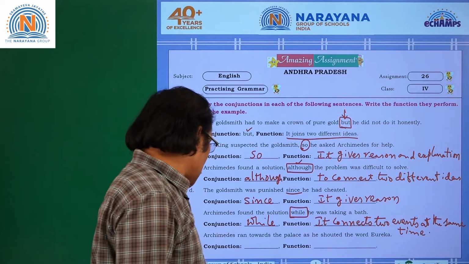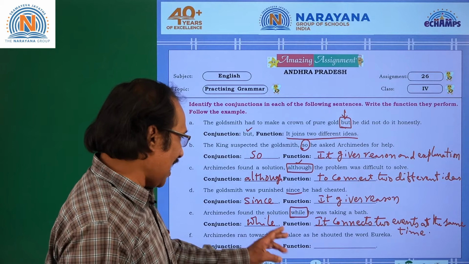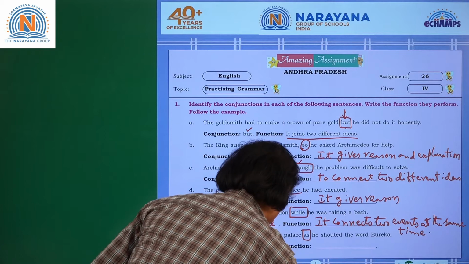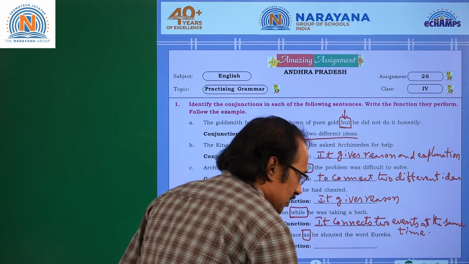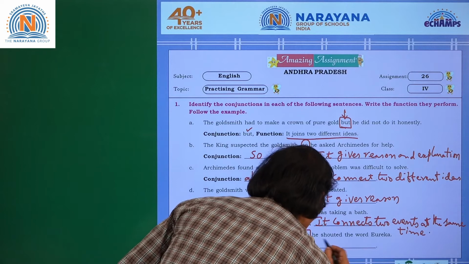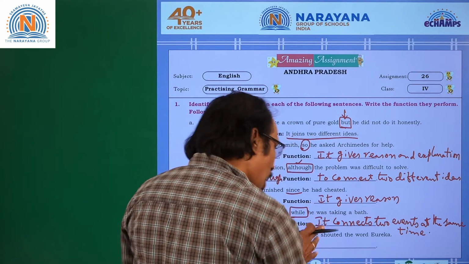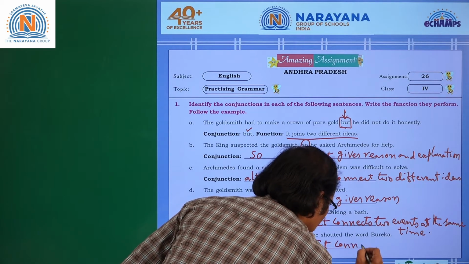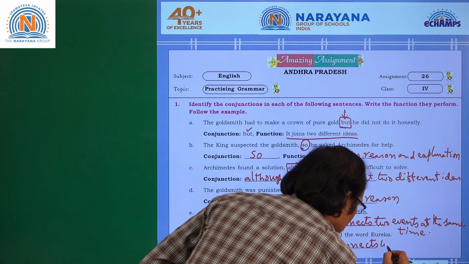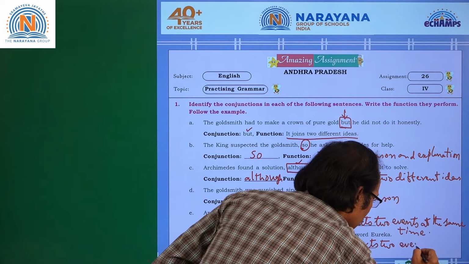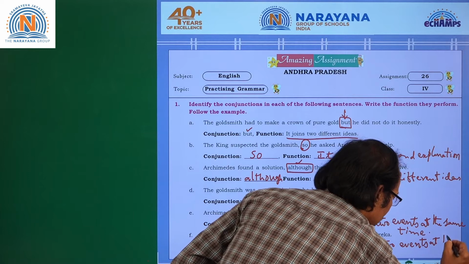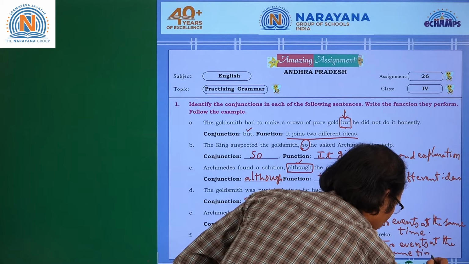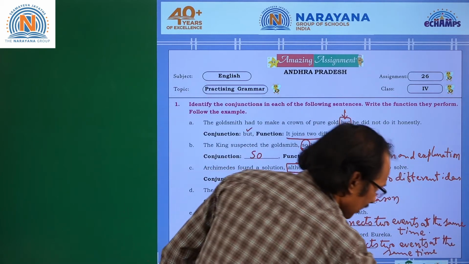And here the next one is Archimedes ran towards the palace as he shouted the word Eureka. As is the conjunction used here, and its purpose is it connects two events at the same time. Let us see the next.